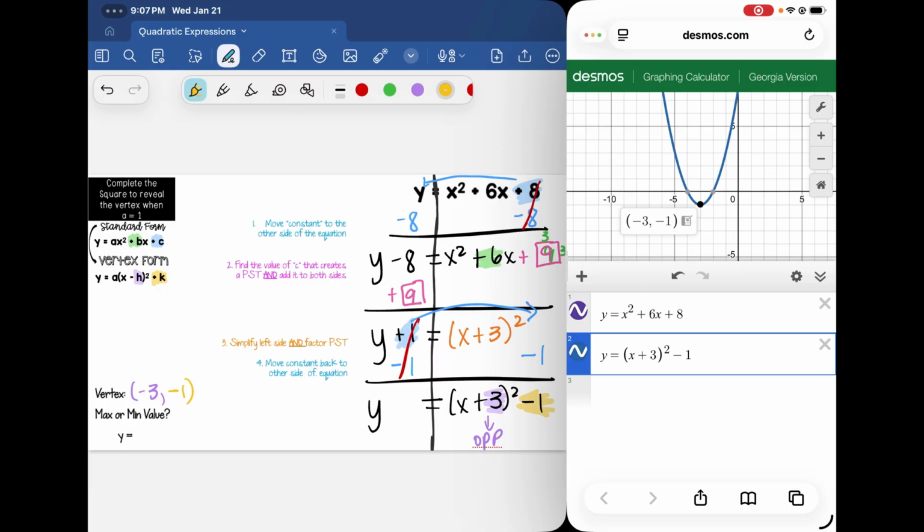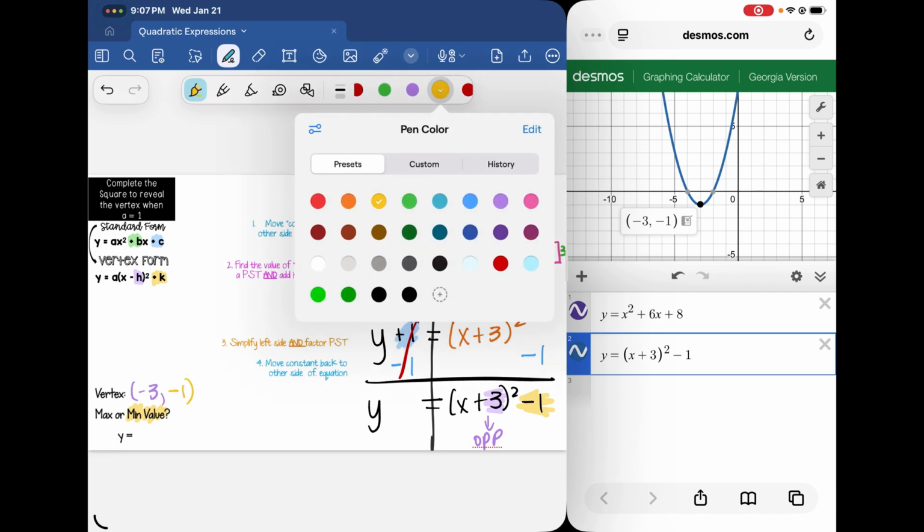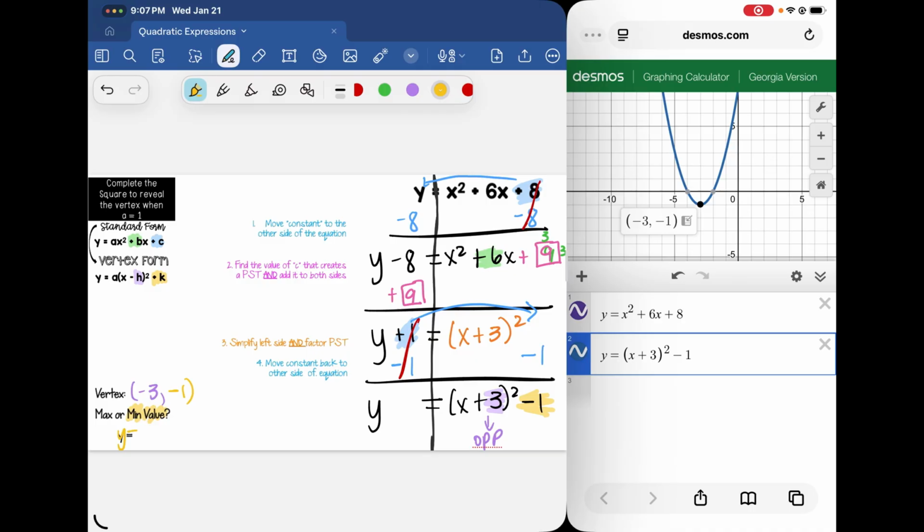Is this graph a maximum or a minimum? It is a minimum because it is at its lowest point. And what is the minimum value? How low? AKA y, because that goes up and down. So my minimum value is y is equal to -1. What is your axis of symmetry? X is equal to -3.